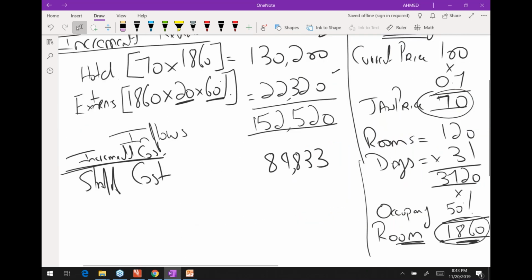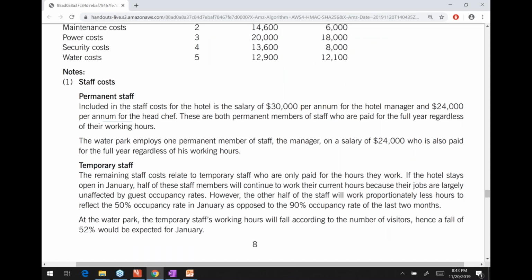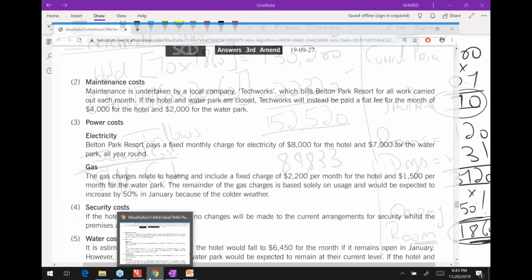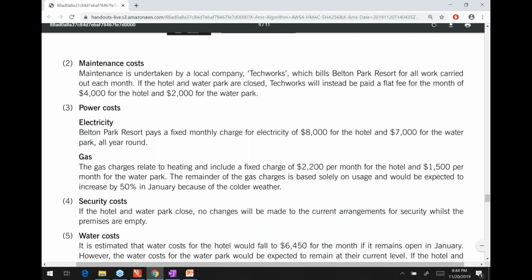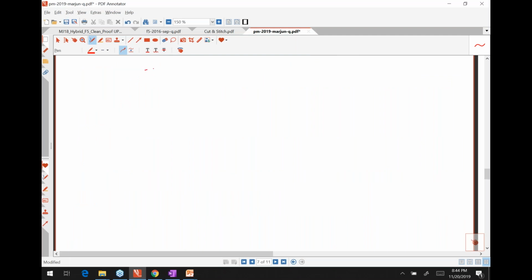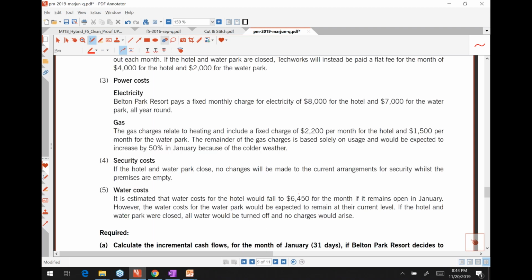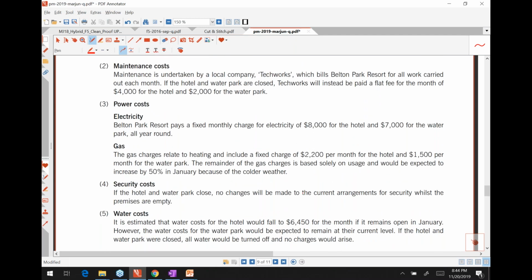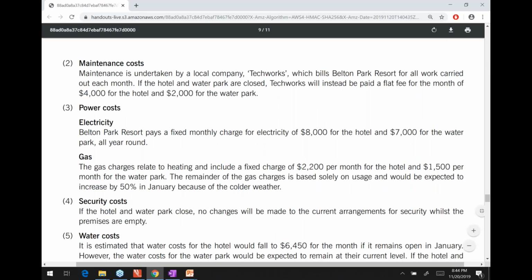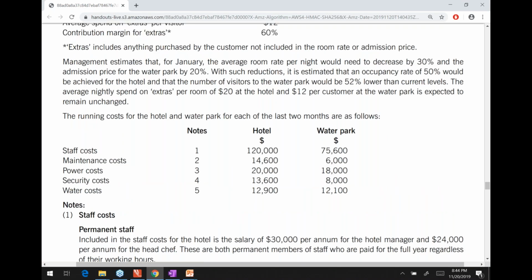Now the second figure that we have is the one that relates to maintenance. Okay, now I'm using this PDF where I can write. So now we are at maintenance. So for maintenance, let's see what it says. How much is the maintenance cost given in the question? So the maintenance cost is 14,600, right? 14,600 is the maintenance cost. So let's read the note.